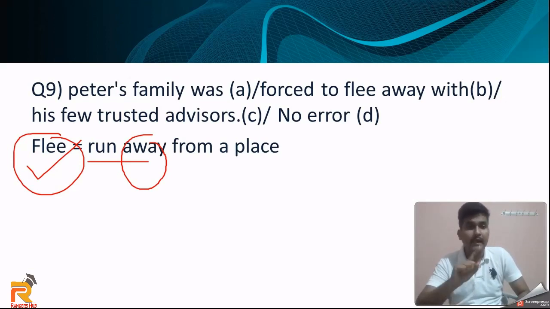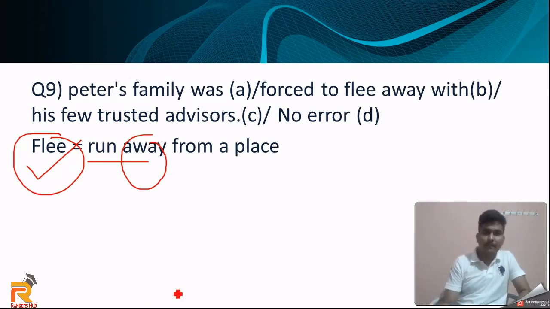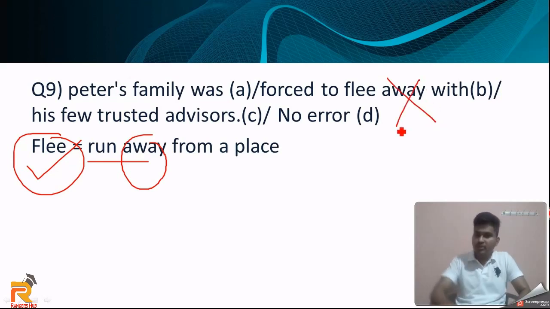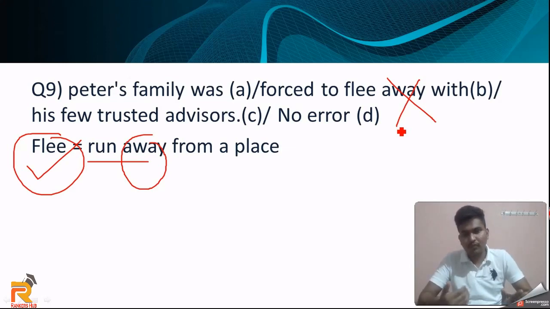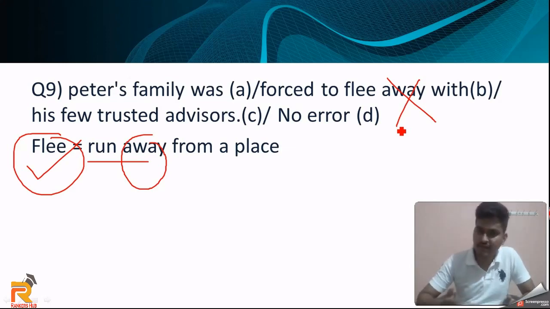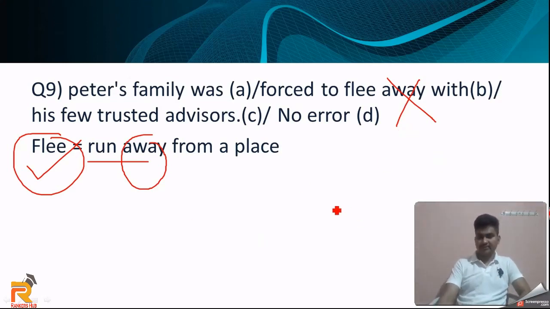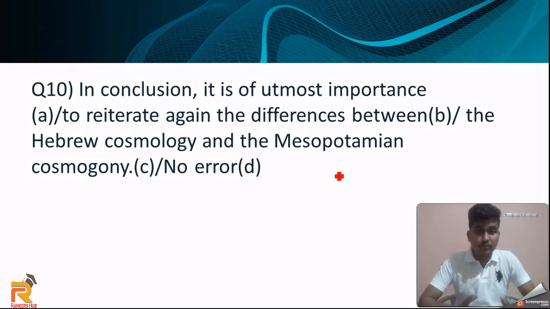That's the problem. So guys, in this sentence, "Peter's family was forced to flee away", the "away" is not necessary. So you can directly say, Peter's family was forced to flee. That's it. That means they were forced to run away. So flee is used, not with away. So, Peter's family was forced to flee with his few trusted advisors. That's how it goes, right? Try to go through this sentence, guys. Try to answer this question.